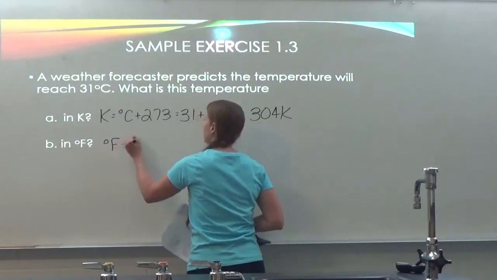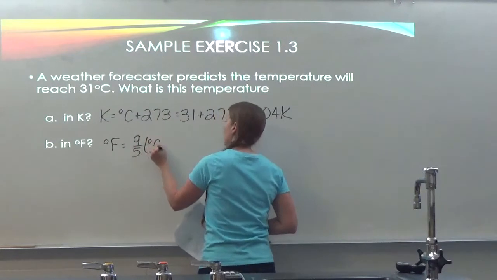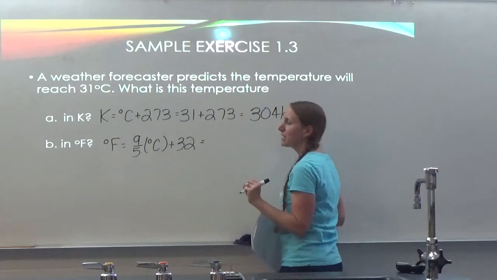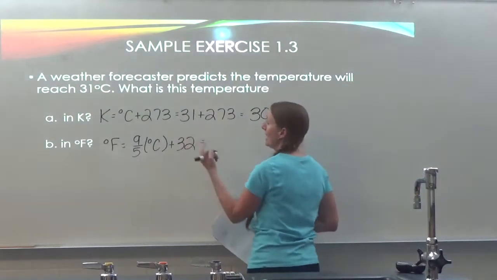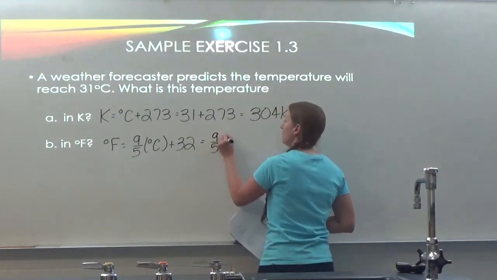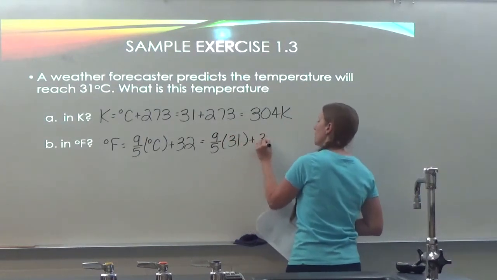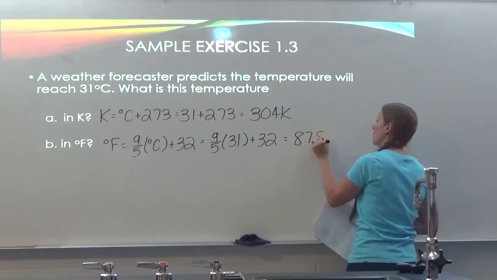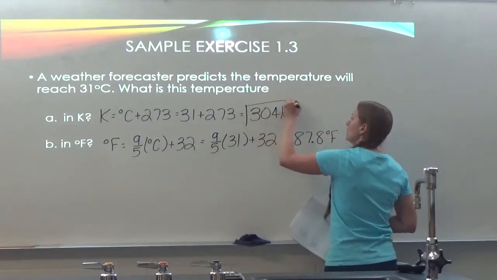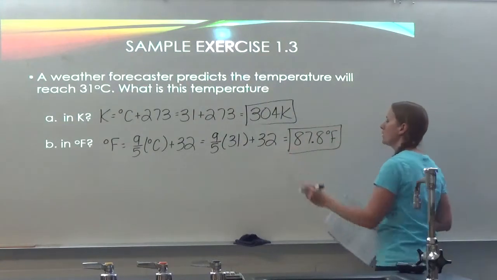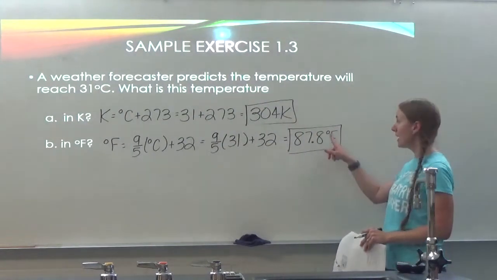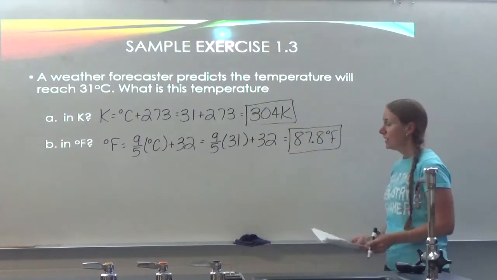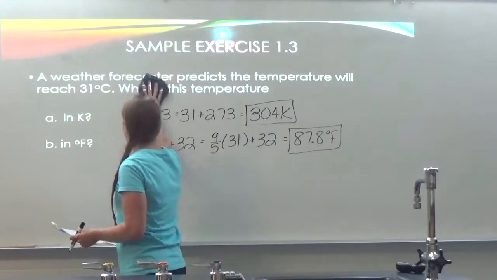So Fahrenheit is 9/5 times degrees Celsius plus 32. So remember, that means I'm going to multiply the fraction and the degrees Celsius first, then add the 32. So I do 9/5 times 31 plus 32. And once I do that, I end up getting about 87.8 degrees Fahrenheit. So the other thing I just want to do a friendly reminder of is, remember, Celsius and Fahrenheit have the degree sign. Kelvin does not. It's just a capital K. Alright, so hopefully that wasn't too bad. It shouldn't have been.